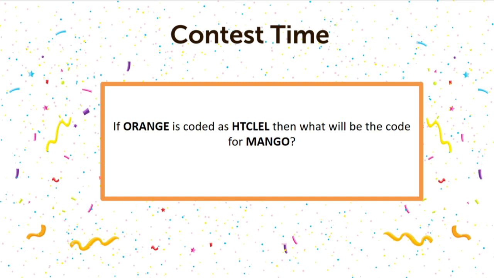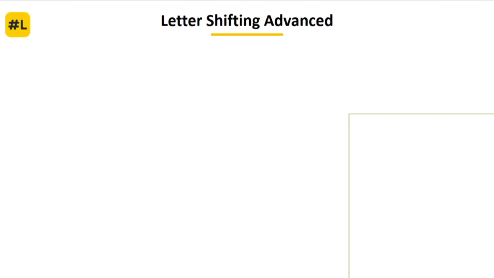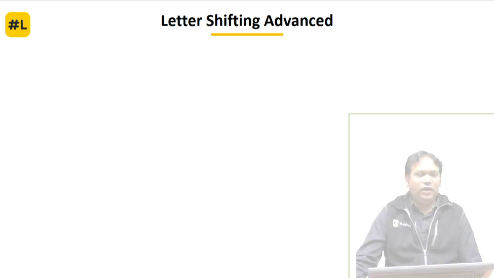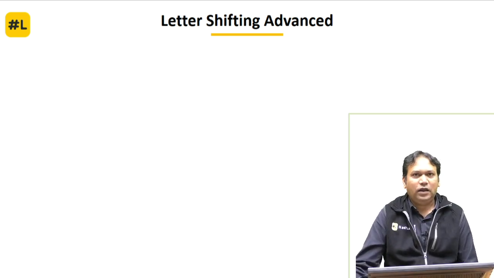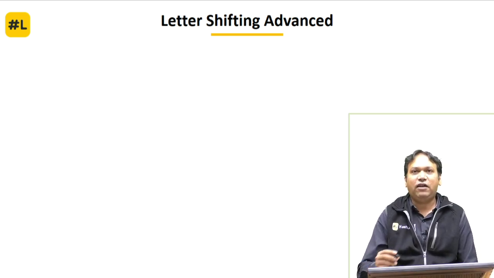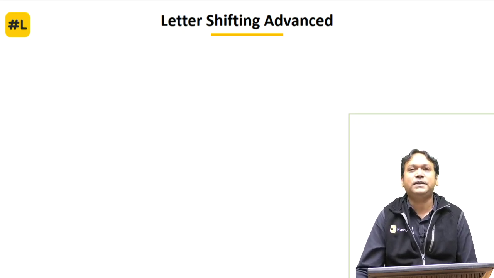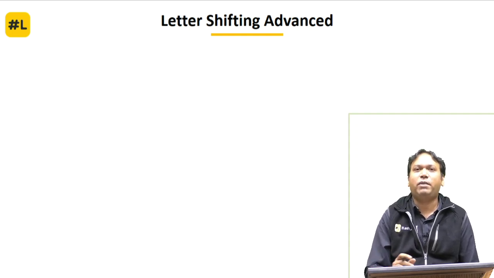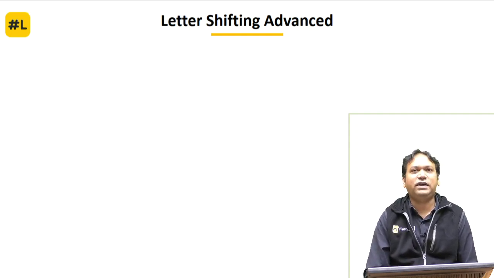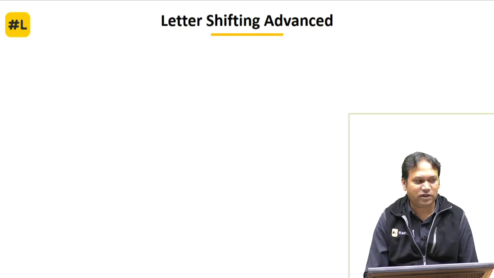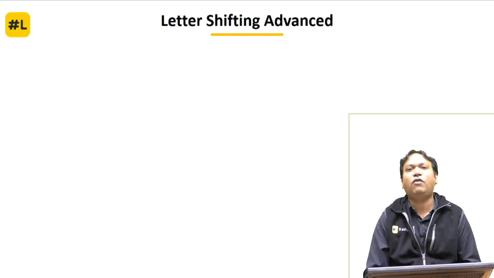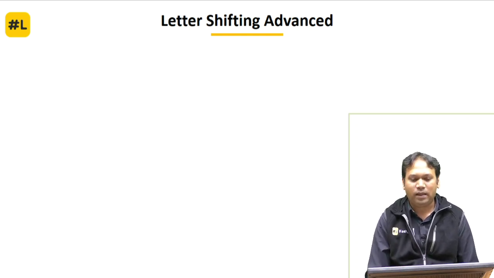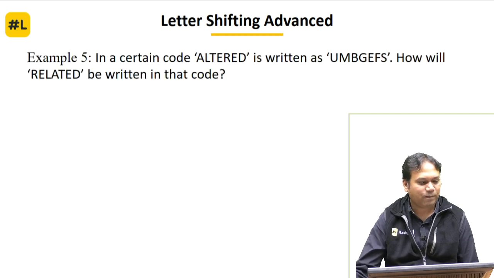Let us now continue with the session here. So now we will be going to the advanced types of letter shifting questions. Basic questions we have seen, basic examples: shifting letters forward or backward by one position, or forward by a number of positions, or alternate shifting of letters forward and backward. Let's look at this question now.